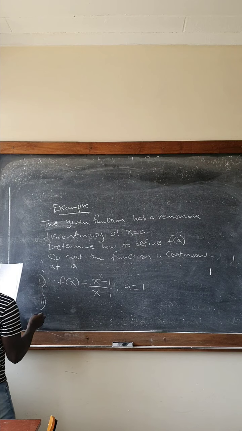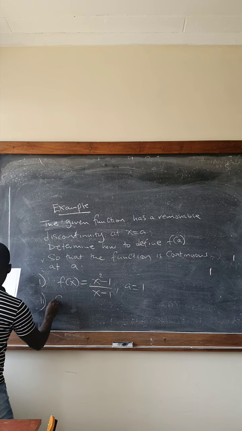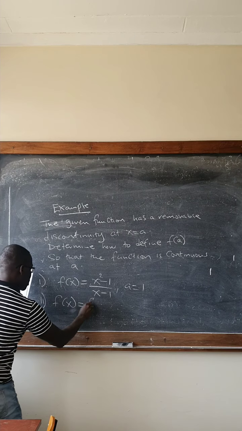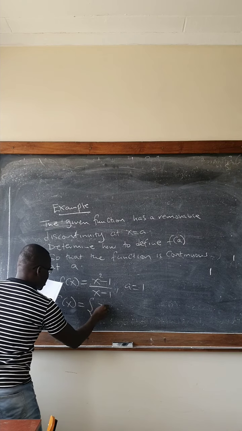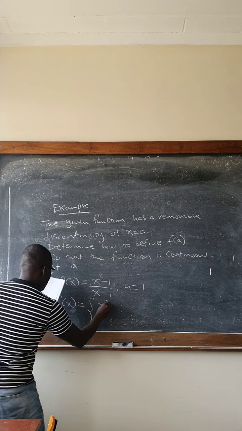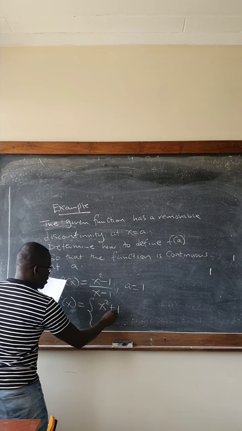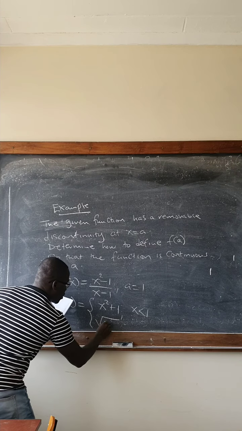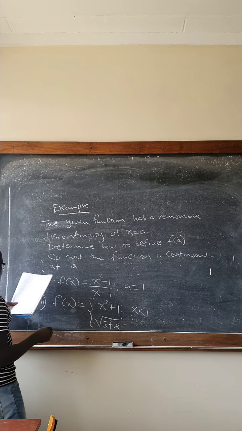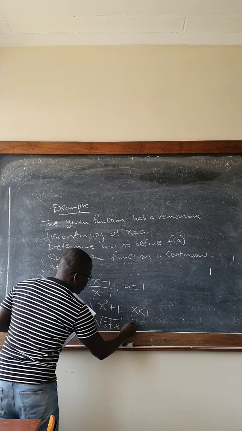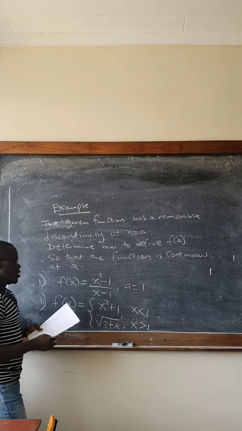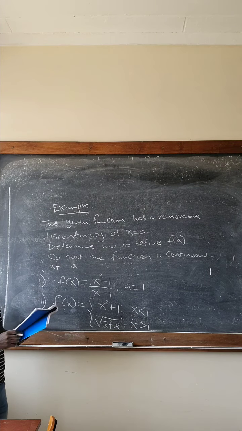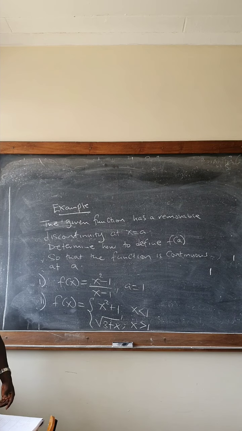Is, for example, f of x is x squared plus 1 for x less than 1, and then root of 3 plus x for x greater than 1. So only one. So here, how can we define f so that it is continuous at the given point?